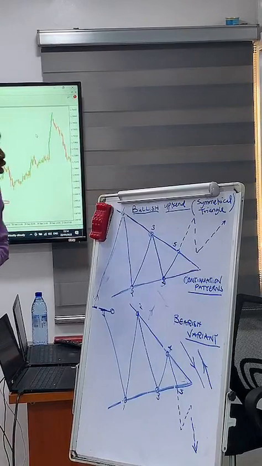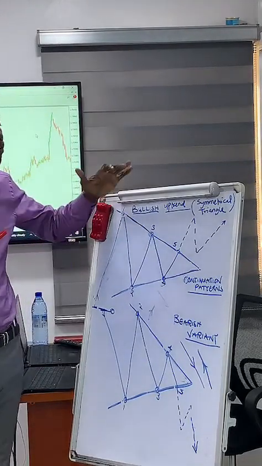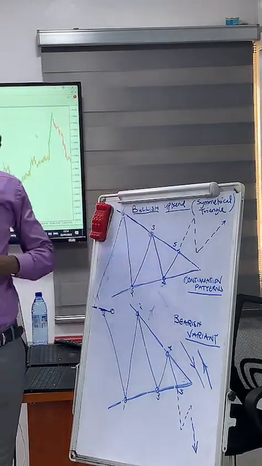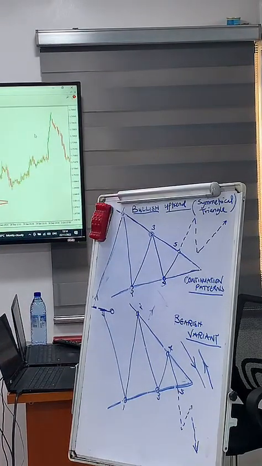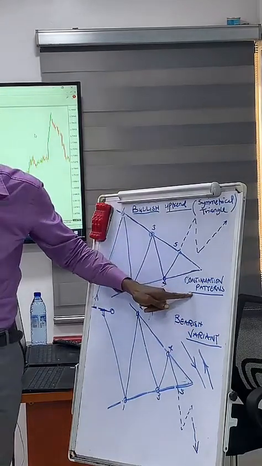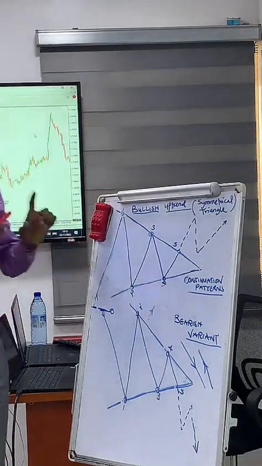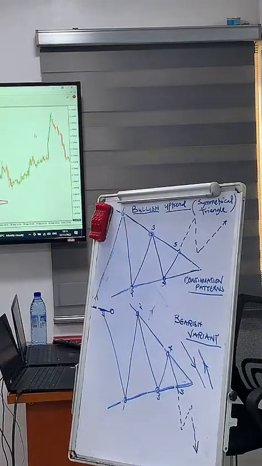All right? So symmetrical triangle, ascending triangle, descending triangle, they are all continuation patterns. It tells us that if we find that structure in an upward trend, the trend wants to continue. If you find it in a downtrend, that trend wants to continue the downtrend. If you find it in an upward trend, it wants to continue that upward trend. So that's why they are called continuation patterns.